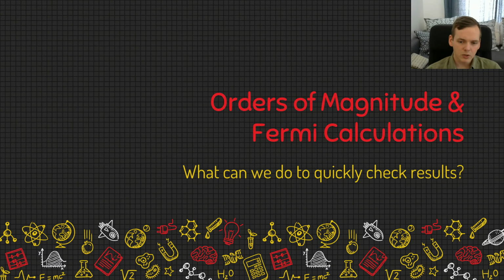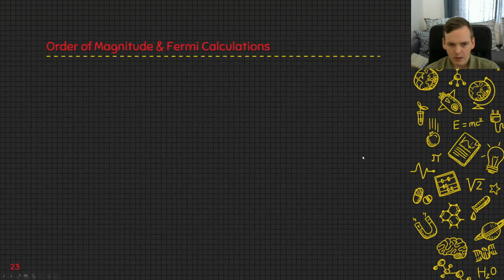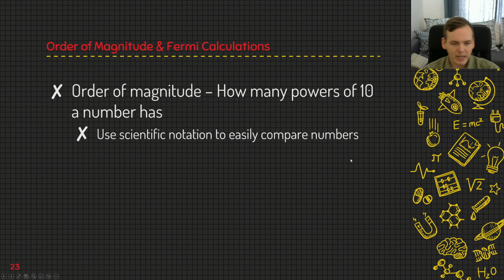Another tool that we can use is looking at the orders of magnitude in something, and this thing that we call Fermi calculations in physics. These are ways to quickly check your results to see if they are reasonably correct or if they make sense. So first, orders of magnitude.